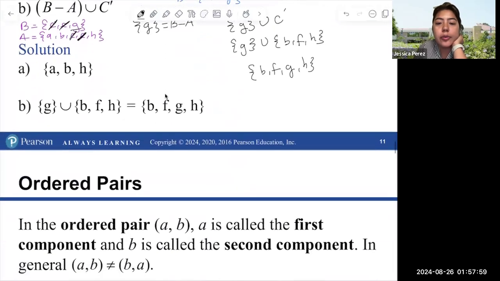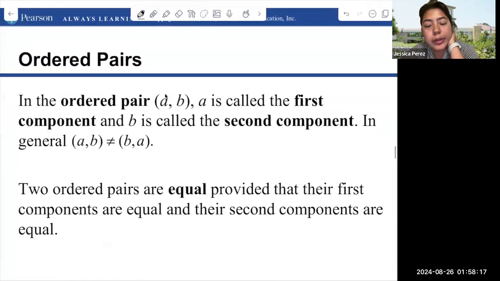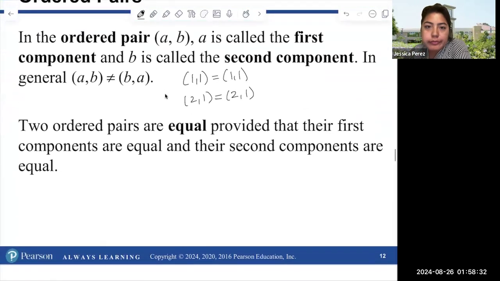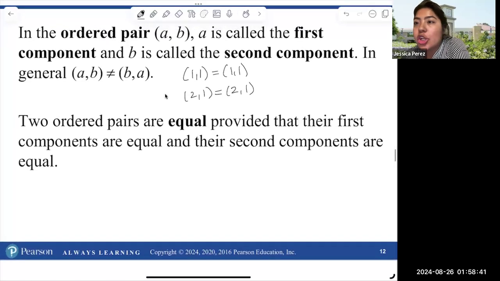Okay. Ordered pairs. We have an ordered pair A comma B, where A is called the first component and B is called the second component. In general, A, B does not equal B, A. So you can't just flip-flop them. Two ordered pairs are equal provided that the first components are equal and their second components are equal. Of course, if you have (1, 1) or (2, 1) is equal to (2, 1), this is equality. But normally they will have their own independent A and independent B. Okay, this is called an ordered pair.